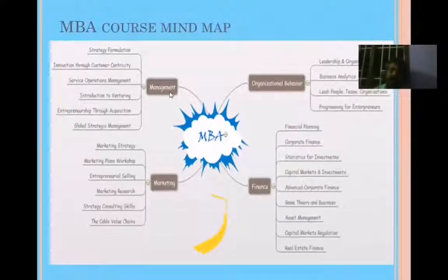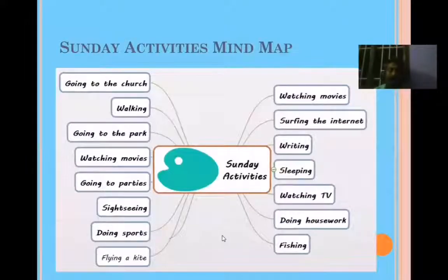For every paper, what are the sub-units? You can have a mind map. And just like that, what are things you want to do on a Sunday? What are your Sunday activities? Just list, starting from going to a search, walking, park, watching movies, going to parties, watching TV, fishing, writing, all the activities that you can plan on a Sunday. It's a Sunday activities mind map.